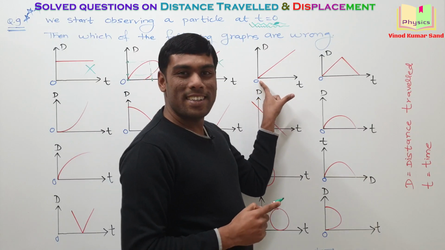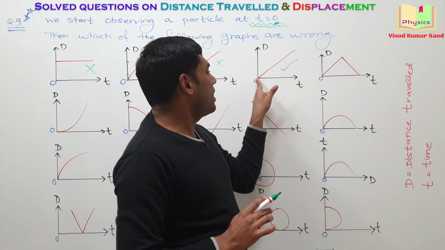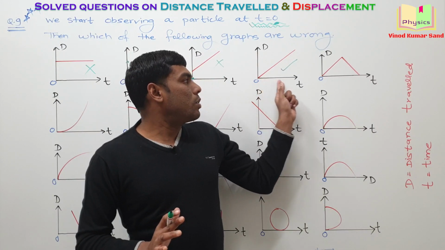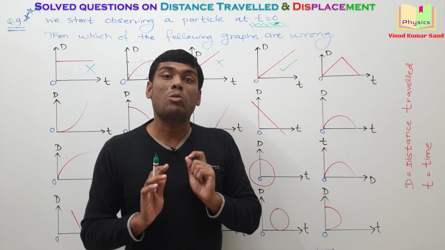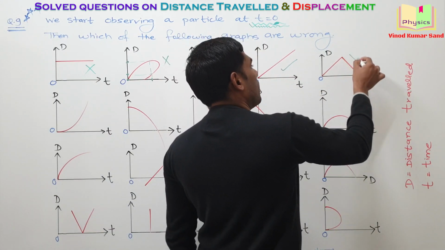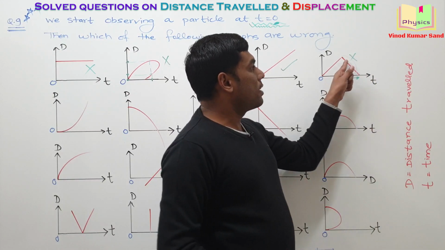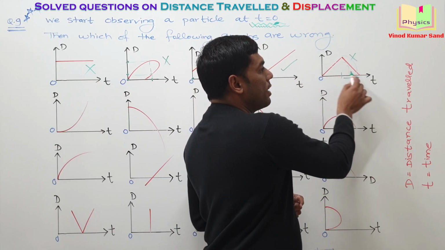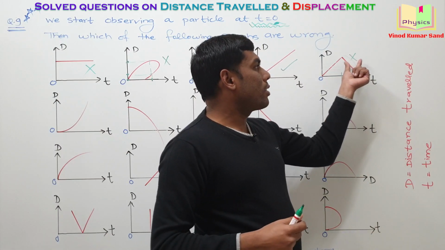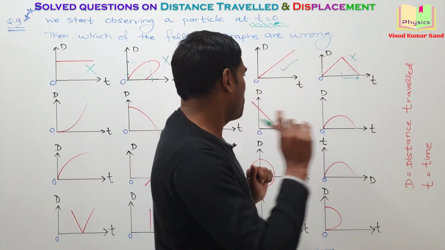Okay, this one. This graph is correct, because at t is equal to 0, when we start the observation, the distance traveled is 0, and then with the increasing time, the distance traveled is continuously increasing. It's fine. Next graph is wrong. If you look at this part of the graph, as the time is increasing, the distance traveled is continuously decreasing for a moving particle, which is not possible. So this part of the graph is wrong. That's why we are marking a cross here. This graph is wrong.